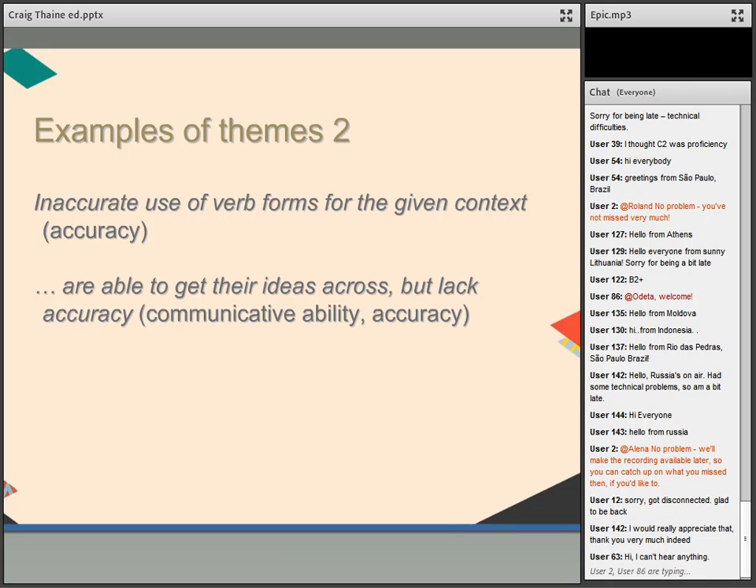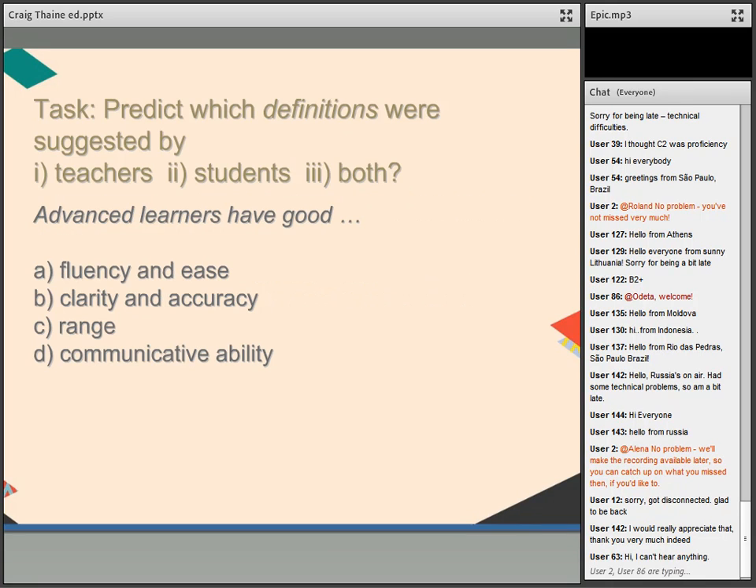Okay, so I now have a task for you, and this is a prediction task. Quite a few of the tasks that I'm going to ask you to do in this webinar are really predicting some of the results I got. So it's kind of like a guessing game.